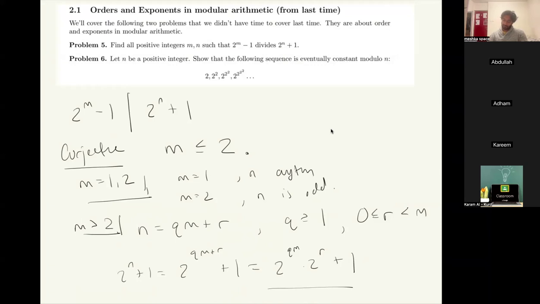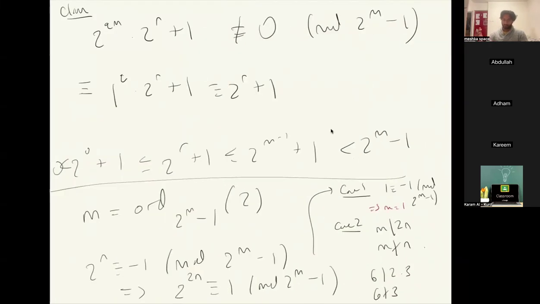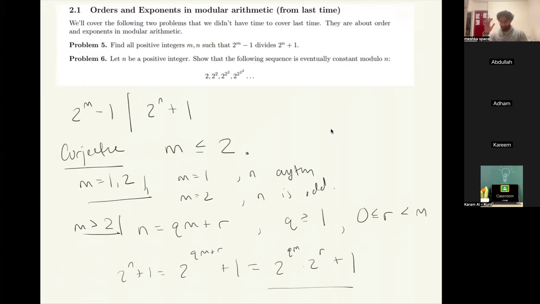For this problem, I think the better solution is the one that Adham proposed, but I'm going to give another solution which I think is okay. It's not as clean of a solution, but I think it's useful to understand. Okay, so let's do that.